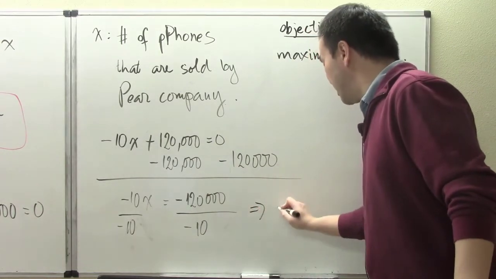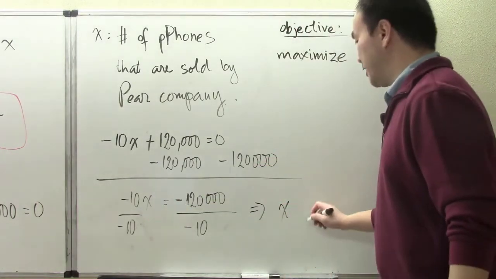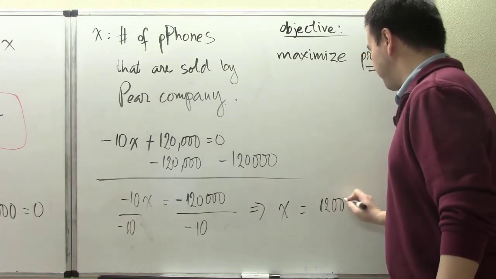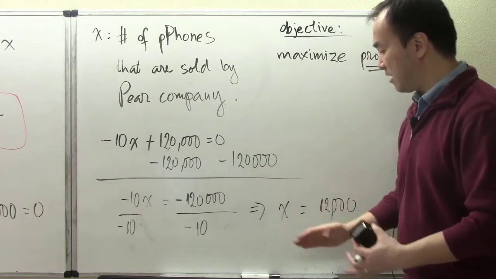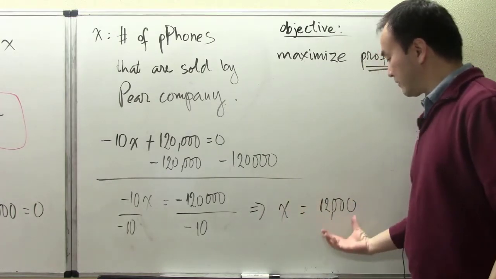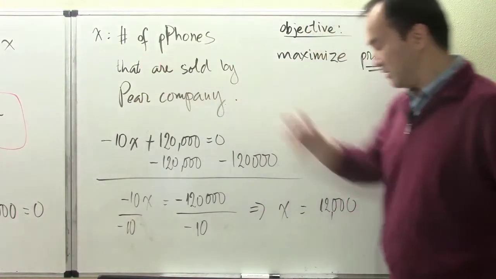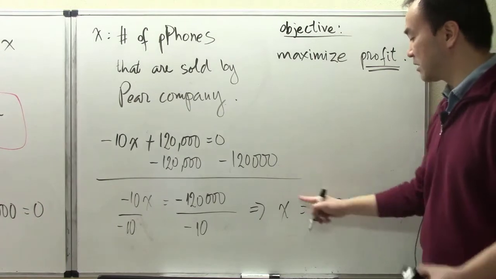So our final value of x that we're solving for is going to be, okay, positive 12,000. Okay, so just now we found x equals 12,000, and it means this is the number of p phones that the parent company should be selling. But so far at this point, this is only our critical value.